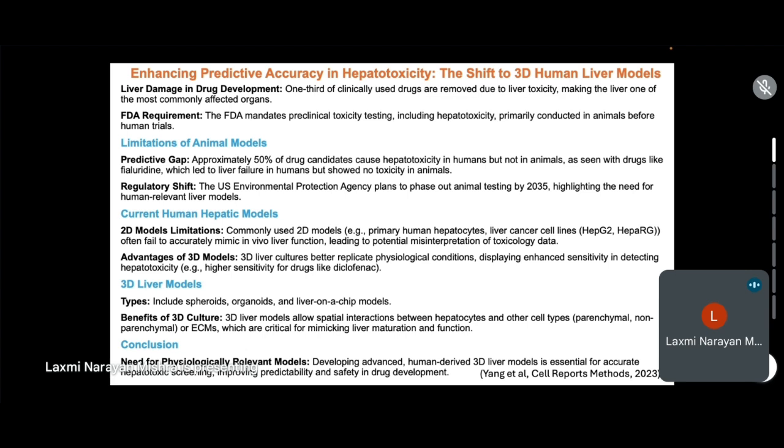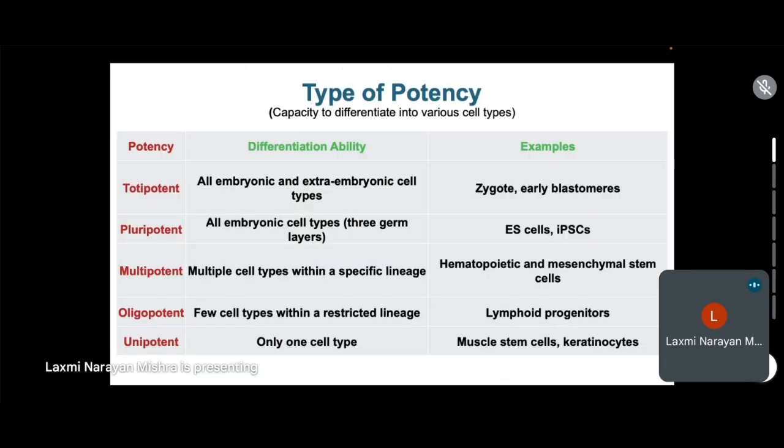So the conclusion of all this discussion is that there is an urgent need for physiologically relevant models, that is, 3D liver models in the case of liver. In the case of lungs, it will be a 3D lung model. It's essential to accurate hepatotoxic screening, improving predictability and safety in drug development.